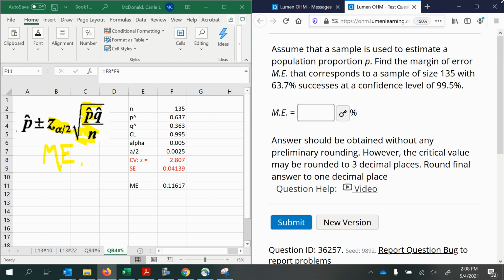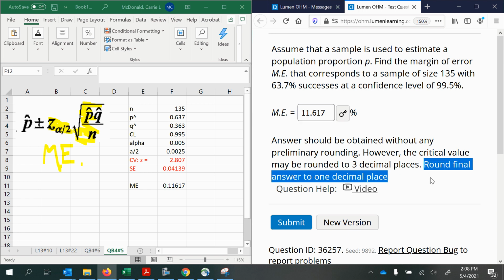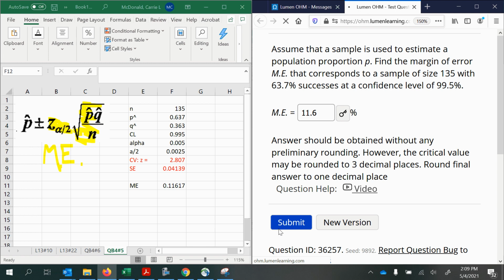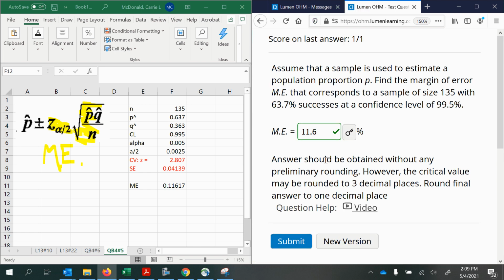So now as a percentage, here's another thing that could have messed you up. This is decimal form. For percentage form, you move the decimal place to the right twice or multiply this by 100. And so it would be 11.617, as a percentage. And it says to round the final answer to 1 decimal place. So I'm going to round this to 11.6%. Okay, so I think we're good now. Let's try it out. Yes. Okay, so I hope that answered your question.